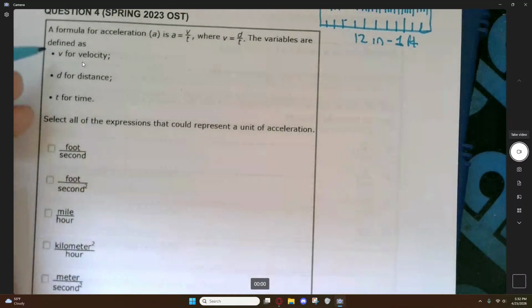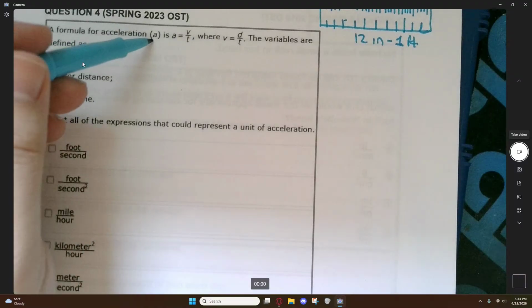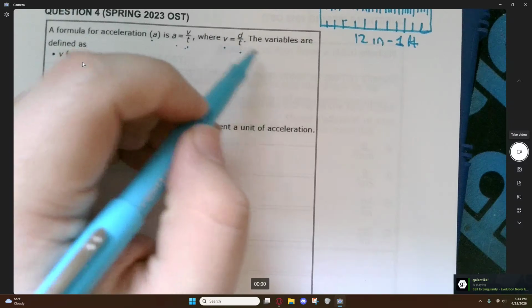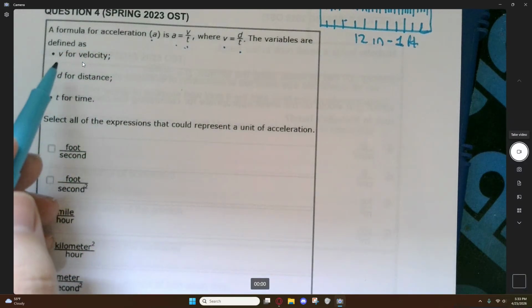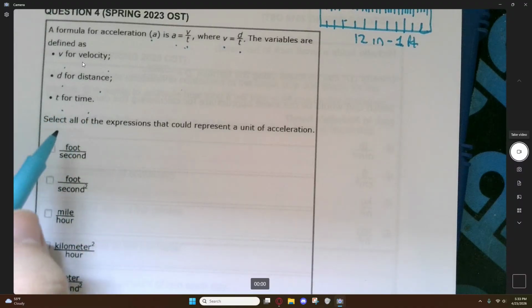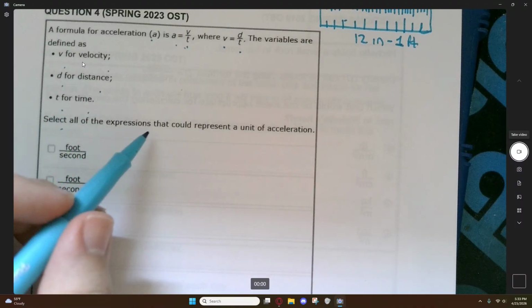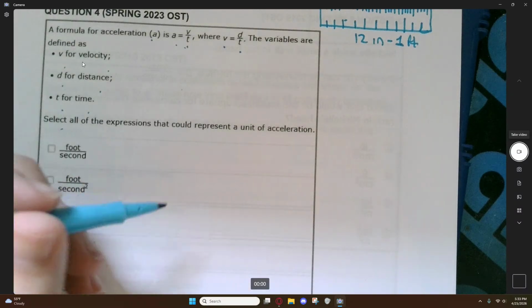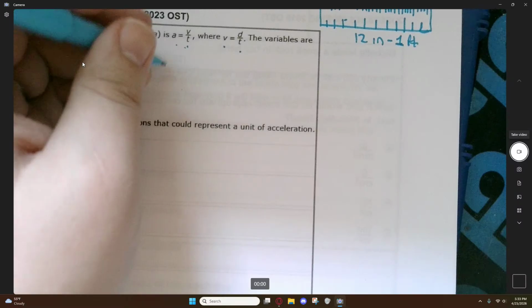All right. A formula for acceleration, A, is A equals V over T, where V equals D over T. The variables are defined as follows. V for velocity, D for distance, T for time. Select all of the expressions that could represent a unit of acceleration. So first, let's break this down.